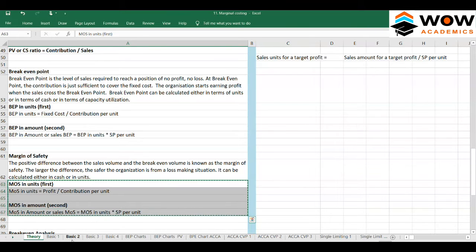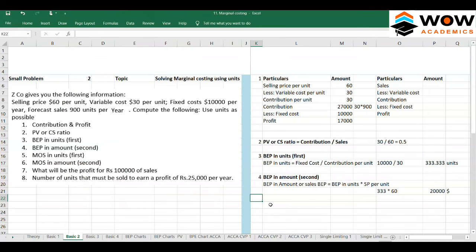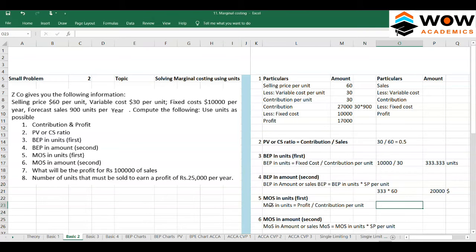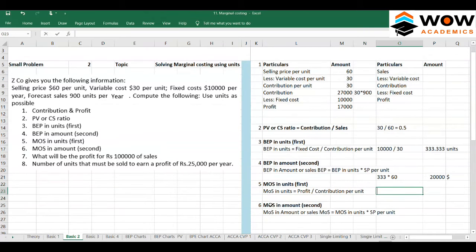We'll copy it. We'll paste it. Okay, done. This is our fifth formula. This is our sixth one. So let's get the answer. Profit is 17,000 divided by contribution per unit, which is 30. So that will give us our answer. If you see, this is the profitable sales.